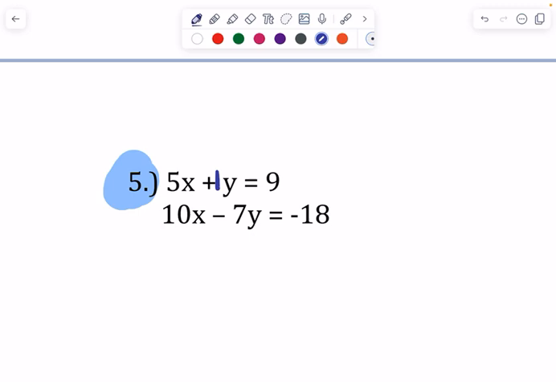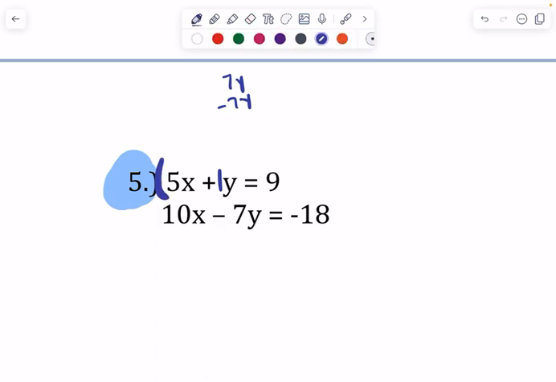So you could do one of two things here. You could look at the x's, and you could make that 10x and negative 10x. You could look at the y's and make that 7y and negative 7y. So either one would work. I'm actually going to do the y's. So since they're already positive and negative, if this is negative 7, we want this to be positive 7. So you have to think, okay, 1 times what gives you 7?